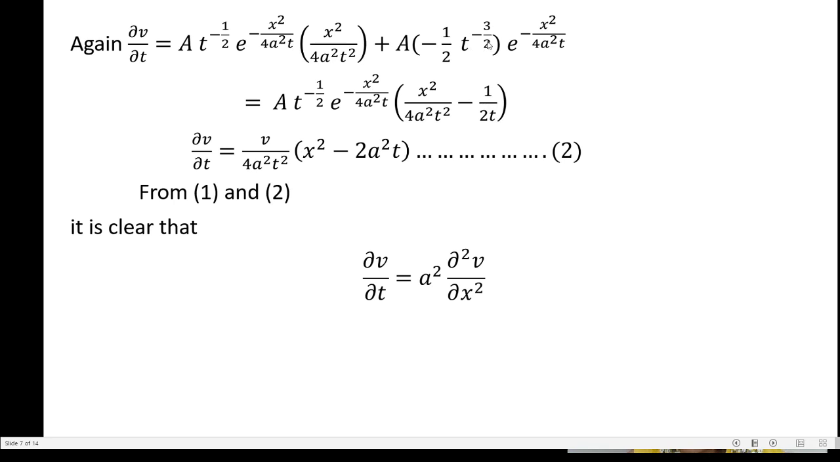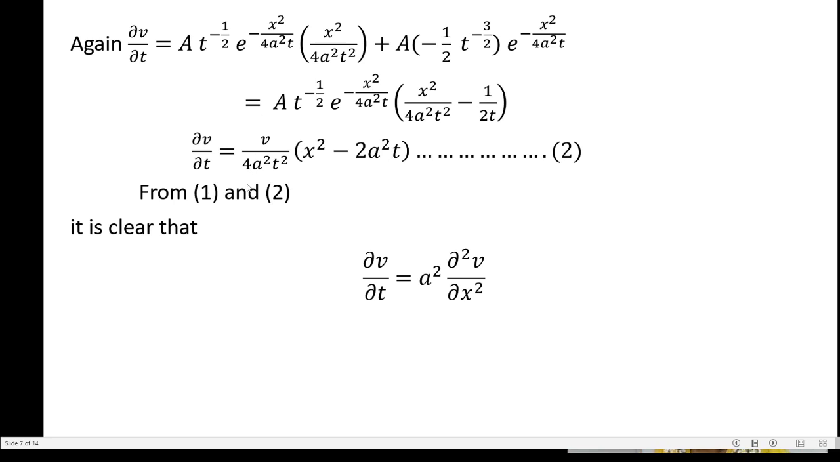This is here t to the power of minus 1 by 2. If you take common, here the remaining term is minus 1. T to the power of minus 1 is 1 by t, right? So this value is v. V divided by, here I take 4a square t square as LCM. This becomes x square minus this one, 2a square t, right?